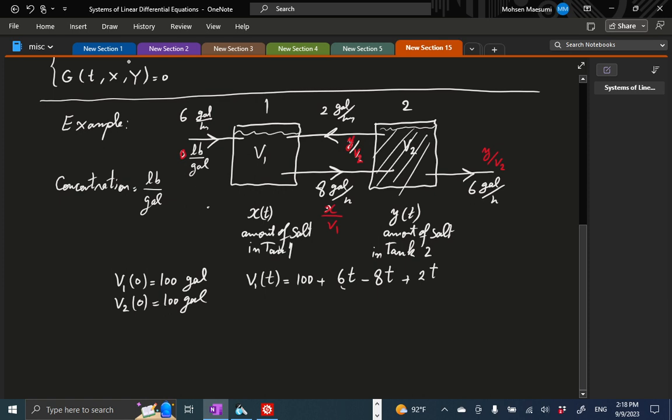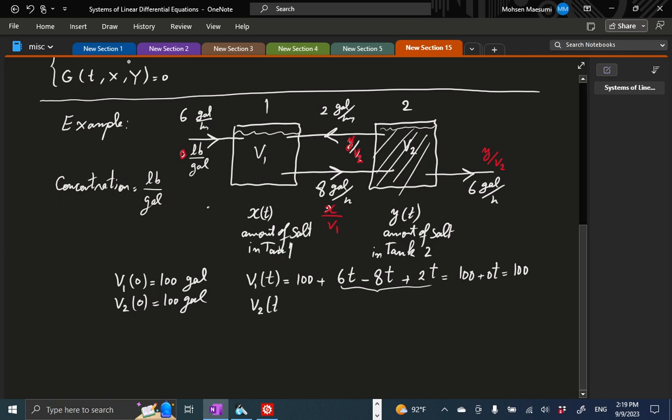And this problem is adjusted so that we don't get into a complication of overflowing a tank or completely draining a tank. So here I see it becomes 100 plus 0t, which is just 100. So that means we are keeping the volume stable. The volume is not changing.